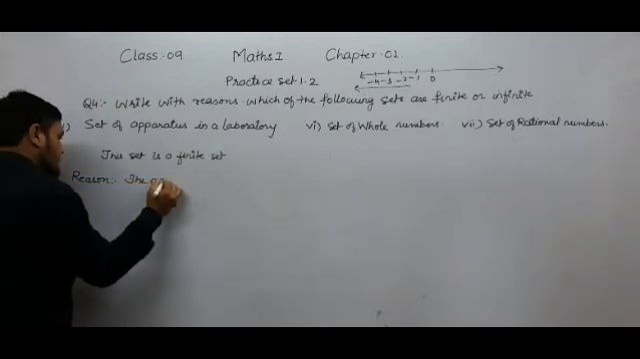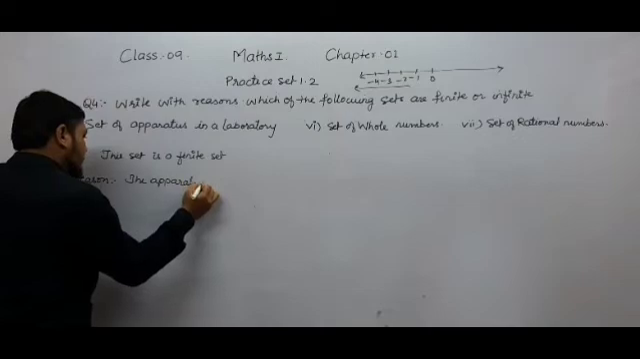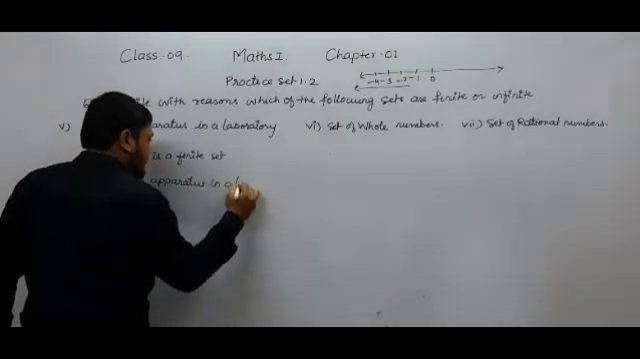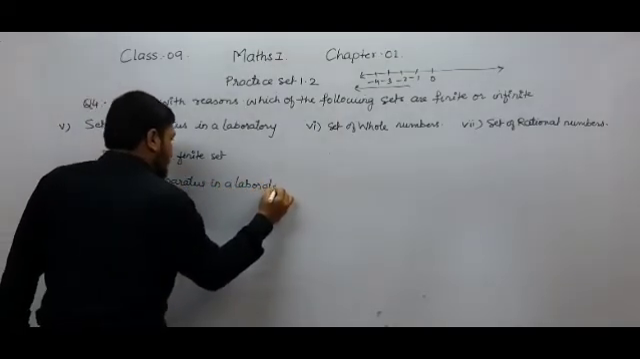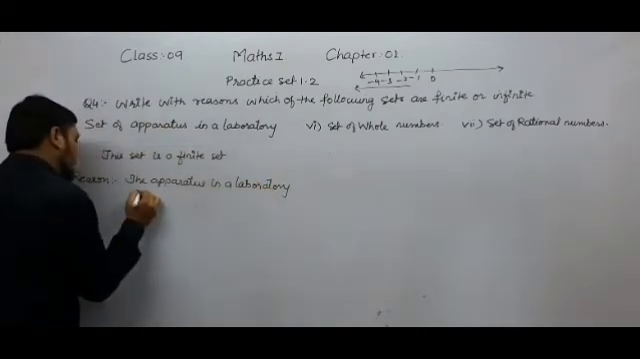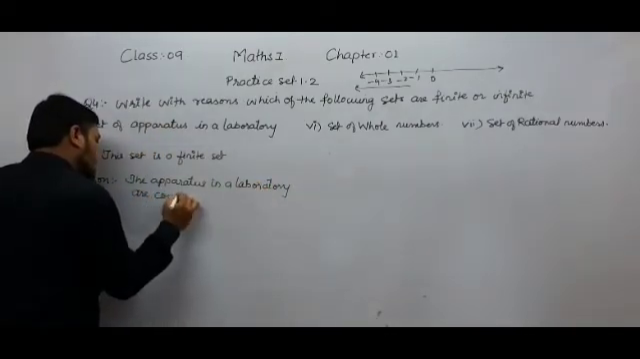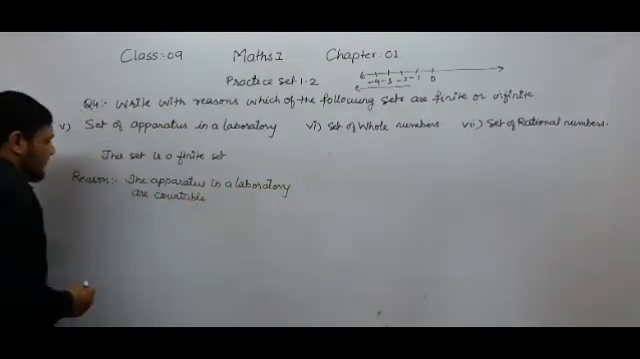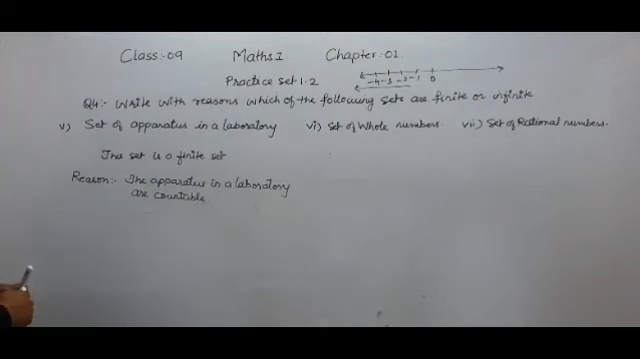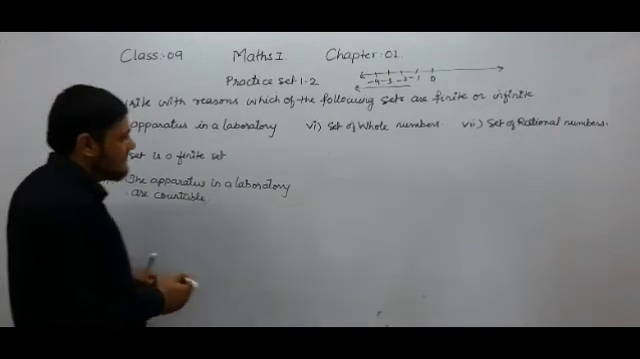The apparatus in a laboratory are countable. So the apparatus of the laboratory are countable. That is why this set is a finite set.